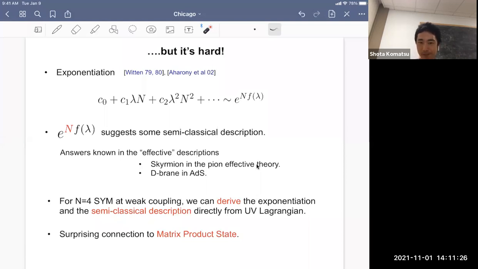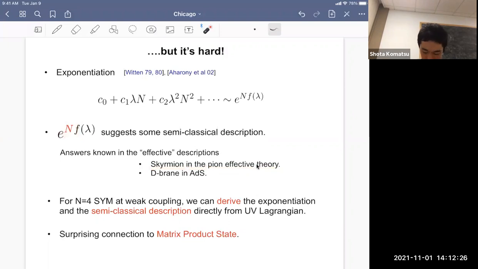However, this problem was already addressed in the 80s, and people argued from various physical grounds that this actually exponentiates in the large N limit. What you actually need to look at is the exponent, and that is the one that has the nice expansion in terms of the 't Hooft coupling. Indeed, you can verify this behavior in a simple model like two-dimensional Yang-Mills. This exponential behavior suggests some semi-classical description, because it comes with a large factor, which is N. The natural question to ask is, what is the semi-classical description? The answers are known in some effective descriptions. For example, in the usual large N QCD, it's often given by skyrmions in the pion effective theory.